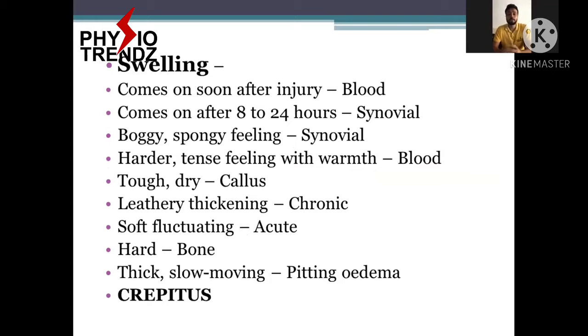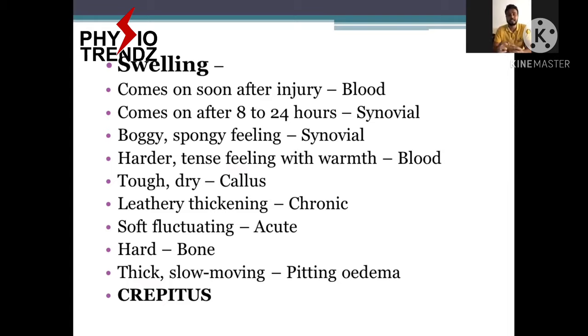Moving forward, swelling in palpation. Now, swelling is nothing but accumulation of fluid, and it can be present because of many reasons. The reasons I have given here: if it is coming soon after the injury, it can be because of blood accumulation. If it is coming after 8 to 24 hours, it can be because of synovial fluid accumulation. If it is a boggy, spongy feeling, then it can be because of synovial fluid accumulation. If it is a harder, tense feeling with warmth, then it is blood accumulation.